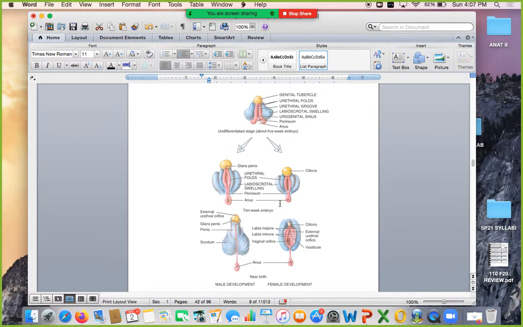Right, again, this is kind of the same thing. We start with the undifferentiated stage as a 5-week embryo. We're either going to get the male differentiation or development initiation or not. If we do, then this genital tubercle is going to become the penis. If we don't, it becomes the clitoris. Again, if we do, the urethral folds become the labioscrotal swelling and then eventually become the scrotum. But in the female, that will become the perineum and eventually become the vaginal orifice, right?